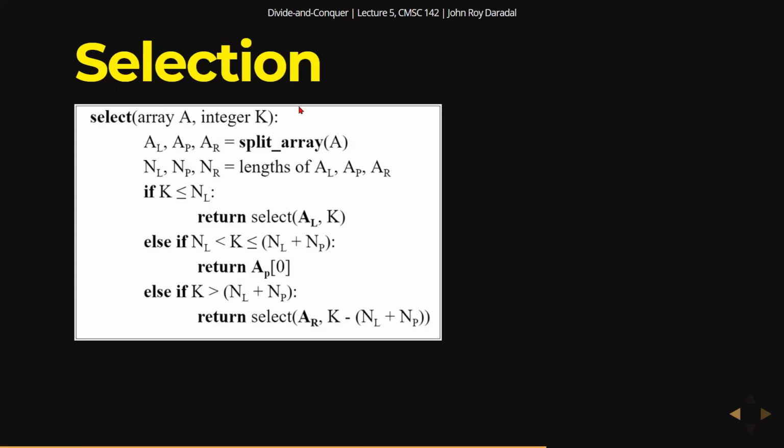And then in the select part, after you're splitting the array, which takes O of n, we'll just use the recursion rules that we made earlier. So if k is less than n sub l, we'll select in A sub l with the same k. But if it's within the pivot, we'll return the pivot value. And if it's greater than n_l plus n_p, then we'll select in A_r, but adjust the rank accordingly. We'll subtract the number of items in n_l and n_p.